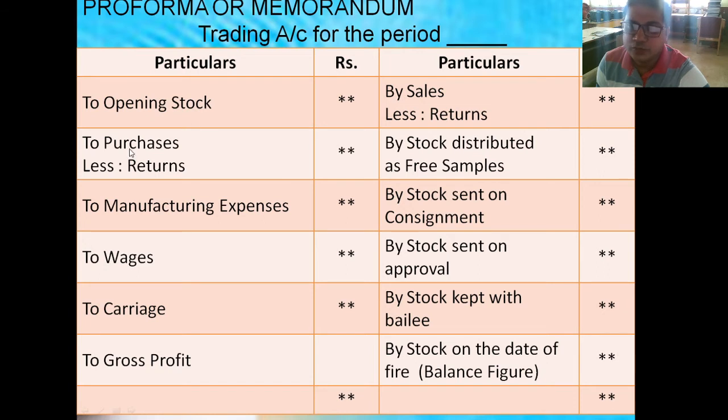Opening stock, purchases, manufacturing expenses, wages, carriage, then sales after deducting the returns, stock distributed as free samples, stock sent on consignment, stock sent on approval, stock kept with a third party. All these items we will record, and the balancing figure will come on the credit side. It is called the stock on the date of fire. We prepare the memorandum trading account to find out the stock on the date of fire.